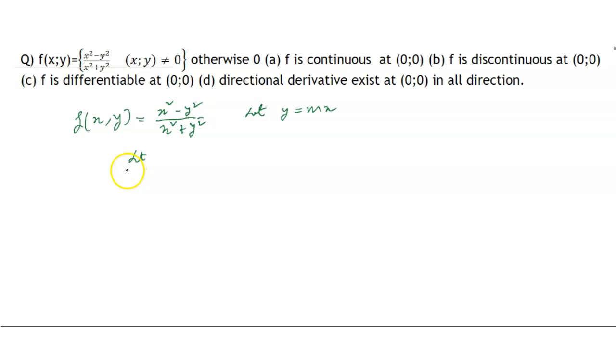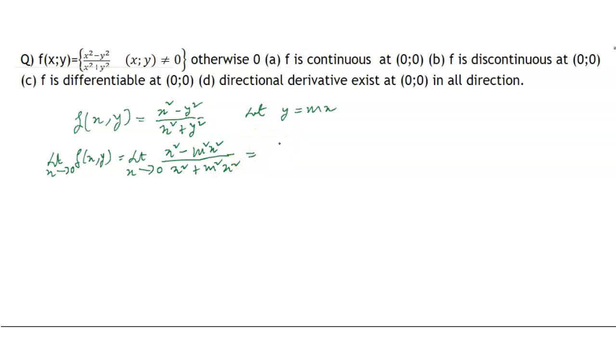So friends, limit as x tends to 0 of f(x, y) is equal to the limit of (x squared minus m squared x squared) divided by (x squared plus m squared x squared).